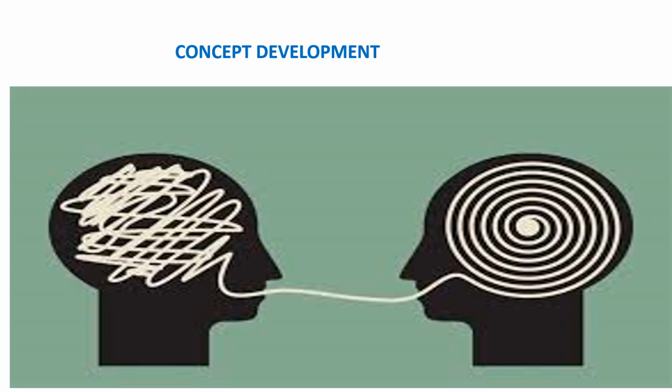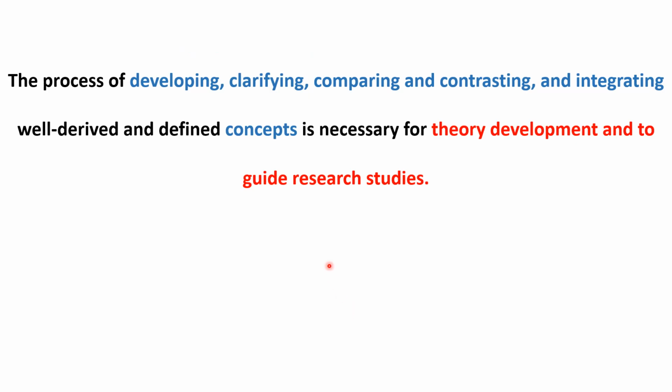The first important thing in theory development is concept development. First we will see in detail what is this concept development, then we will go through the steps of theory development. It is the process of developing, clarifying, comparing and contrasting, and integrating well-derived and defined concepts. They are necessary for theory development and to gauge research studies. So concepts are the building blocks of theory. The development of concepts is the most important part of theory development.